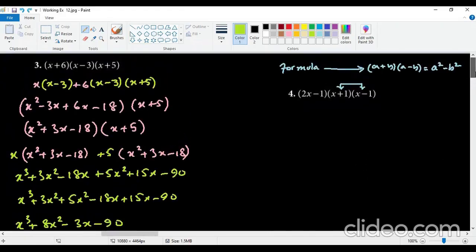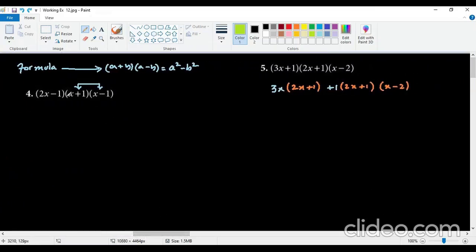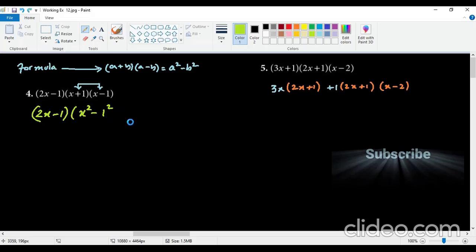As we are moving on to question number 4, in here you can see that this is a, for example, and this is b. So what formula do you think it's going to be? A plus b and a minus b. So this formula is going to be used to simplify this bracket. So what I will write is 2x minus 1, and for these two brackets I will write a square minus b square like this, or I can just write x square minus 1.